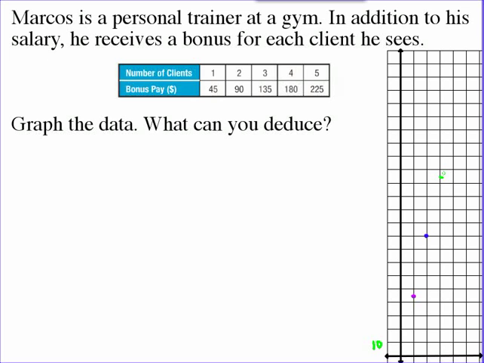Okay. All right, next one. That's a nice dot. 4, 180. Okay, this is 90. This is 135. Okay, next one: 5 to 25.